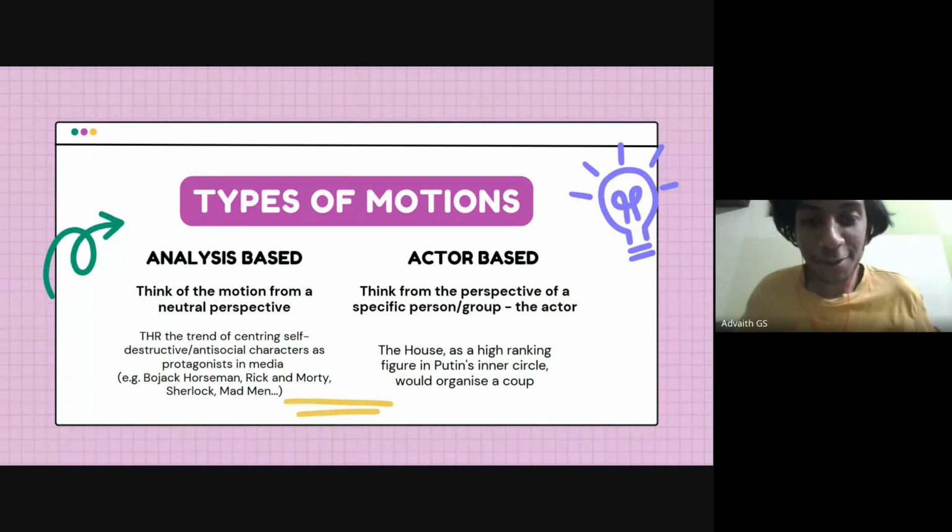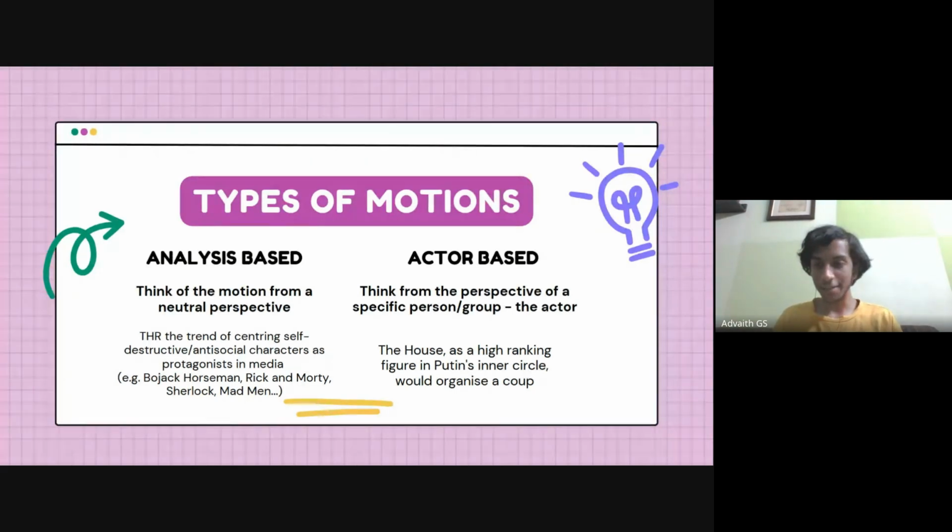Yeah, fine. An actor-based motion is basically one where you're looking at the entire debate through the lens, through the eyes, of a very specific person or group. In this specific motion, this house as a high-ranking figure in Putin's inner circle would organize a coup, you're going to look at organizing a coup through the eyes of that high-ranking figure. How is organizing a coup going to benefit them, or not benefit them on the other side? So in an actor-based motion, you're only going to look at their benefits, nobody else's, only their happiness.